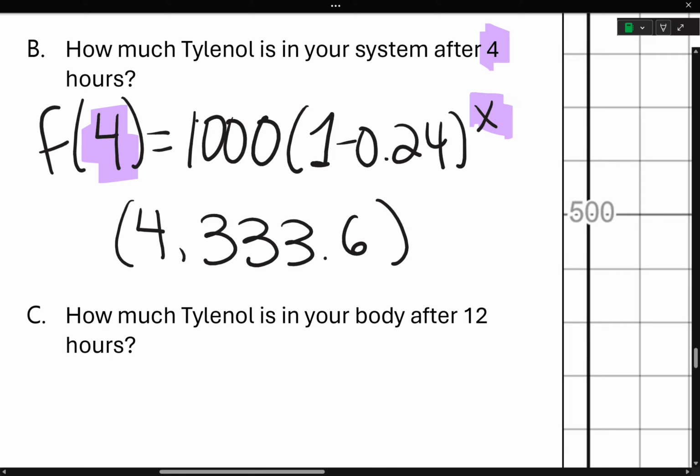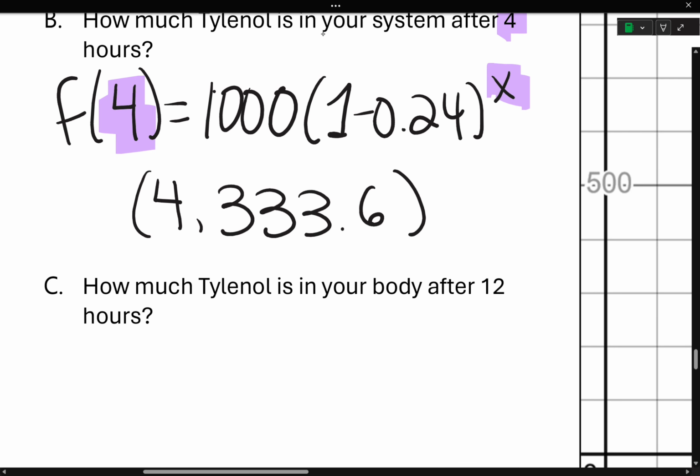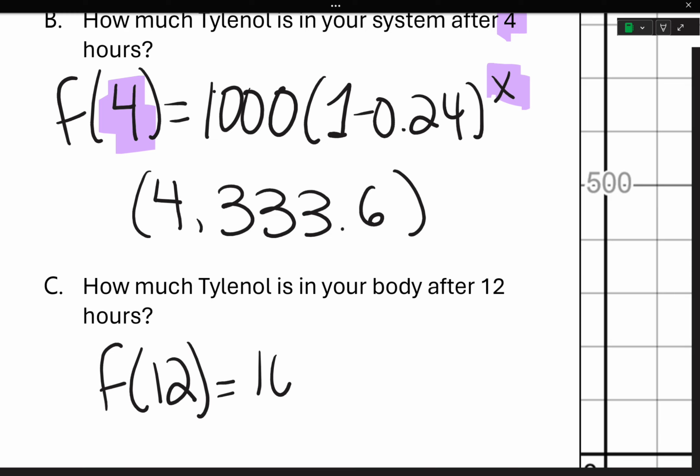So, how much is left after 12 hours? I think 12 is too long to wait between Tylenols. But let's see how much is left if we didn't take some more afterwards.